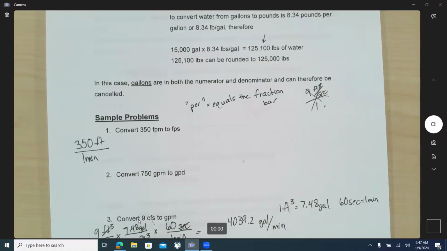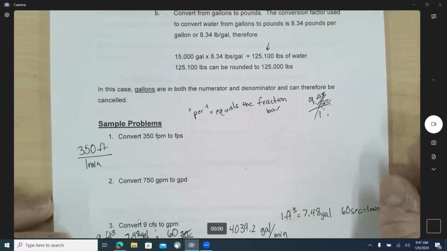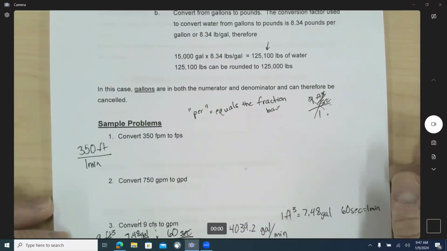That's why you were given this. You can always print off a blank copy of this and work on that and so forth. All right. Convert 350 feet per minute to feet per second. I will tell you, we're going to be doing a lot more unit conversions over the next 2 days too. Unit conversions are a big part of chlorine questions, and a big part of fluoridation questions.